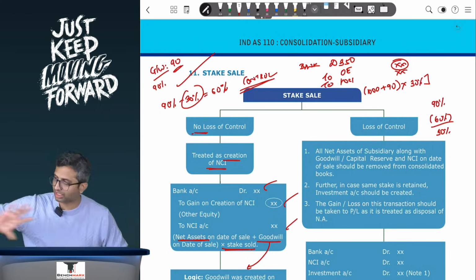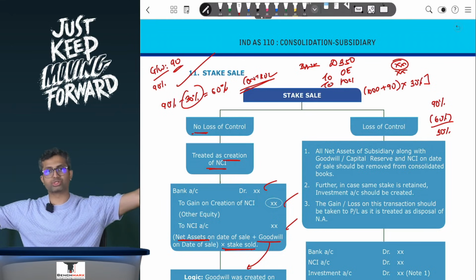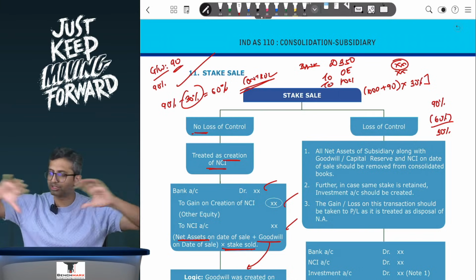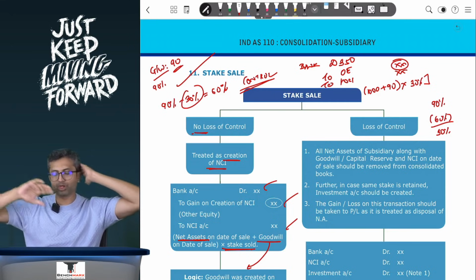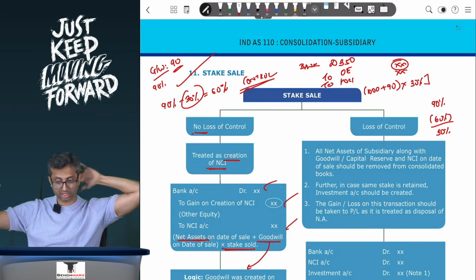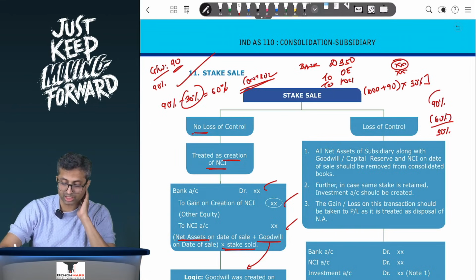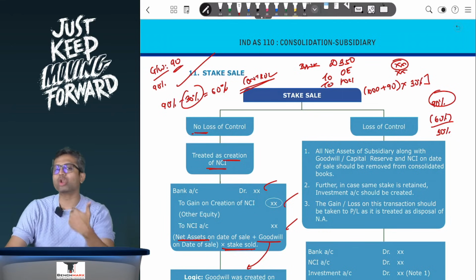You will derecognize the net assets. You will derecognize the goodwill which was there in your books. You will derecognize the NCI. So you will remove everything which was there due to consolidation. You will remove the net assets, 100% of them. You will remove the NCI; earlier, I think there was 10% NCI, so you will remove that. And goodwill, if any, partial, full, whatever it is, you will remove that. So all of that will be removed.